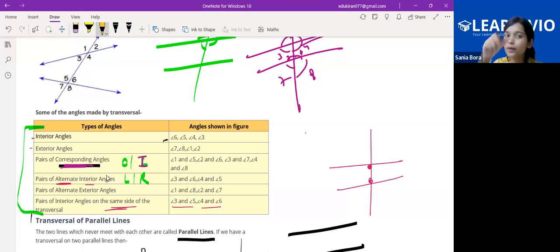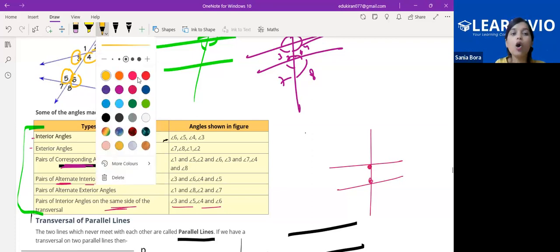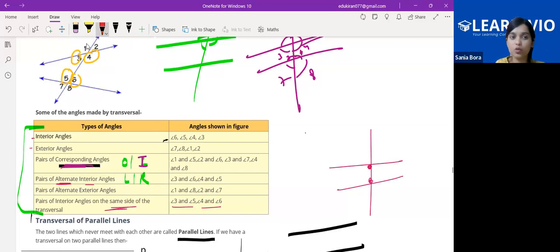Now the next one is alternate interior angle. They should be inside, but alternate means one should be left and one should be right. So 3 and 6. 3 was in left and this was in right. 5 and 4. Right and this was in left. So they are alternate interior angle. Now alternate exterior means they should be outside. So 1 is on left and 8 is on right. 2 is on right and 7 is on left. So they are alternate exterior angle. This yellow one is interior and the red one is exterior. Fine.